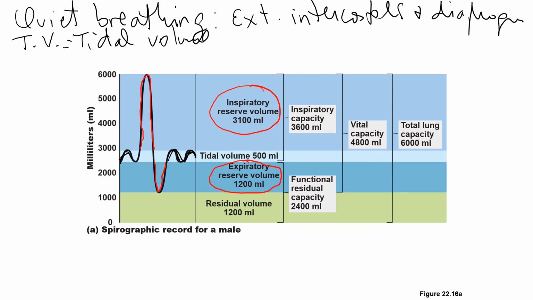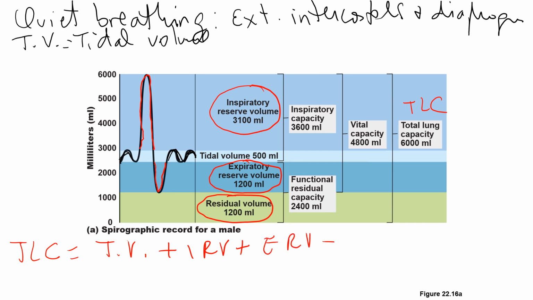You do have to know these volumes. The volume of air trapped in the lungs that cannot be moved in or out unless the lungs collapse is the residual volume. So those are the volumes. The capacities are the added up volumes. So TLC, total lung capacity, is all of these volumes added up. So TLC is going to be the tidal volume plus inspiratory reserve volume plus expiratory reserve volume plus residual volume.